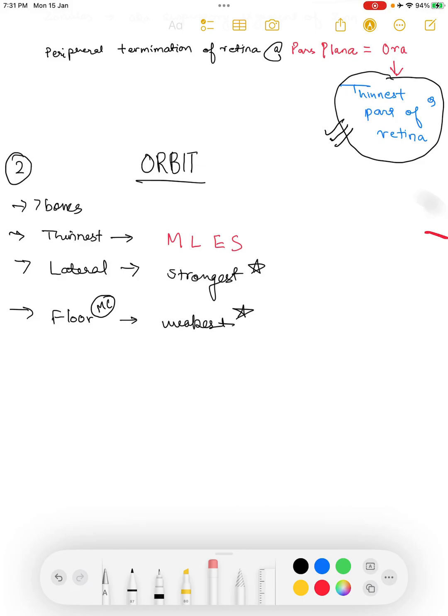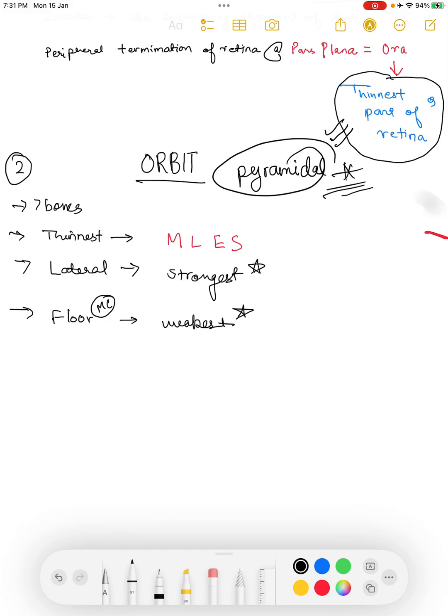Coming to the basics of orbit. Orbit is the place where the eyeball is located. It is just a moment. It is pyramidal in shape. Nobody will ask you this question. If you are about to fail, then they will ask.